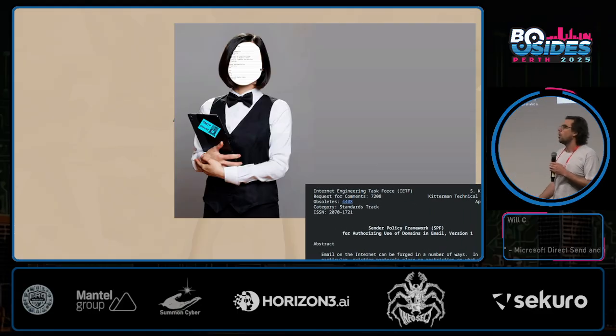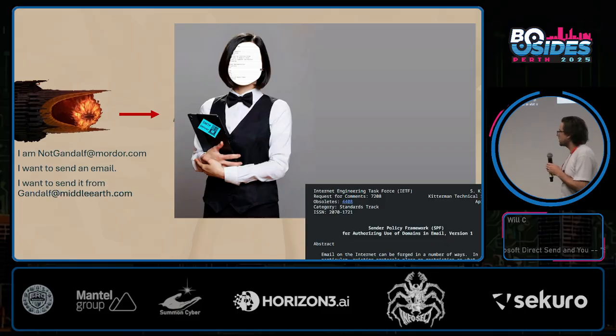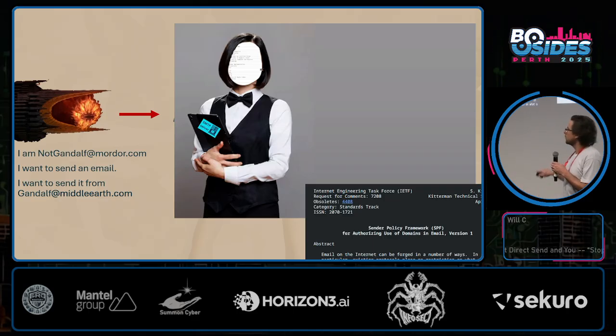One of these more complicated stopgaps or security controls is this concept of SPF, Sender Policy Framework. So let's say you've got someone else, not Gandalf at Mordor, who wants to send an email, but wants that email to come from the address of Gandalf at middle-earth.com. This might seem a bit weird, but it is a legitimate use case in SMTP, and it does happen. So you kind of need a security control to stop the abuse of this.